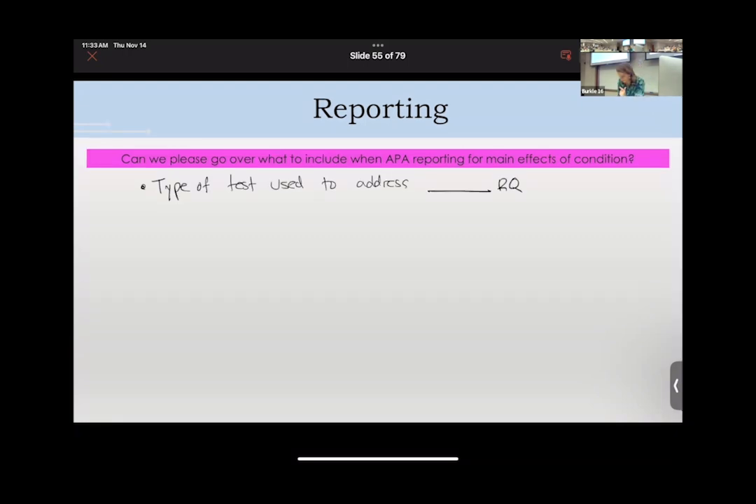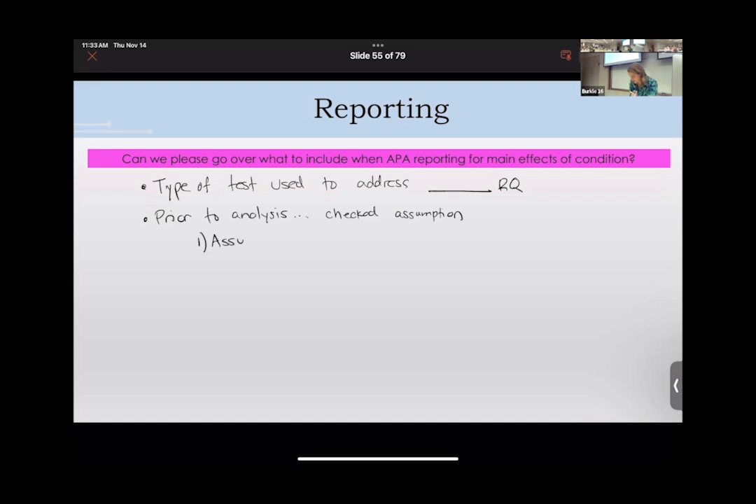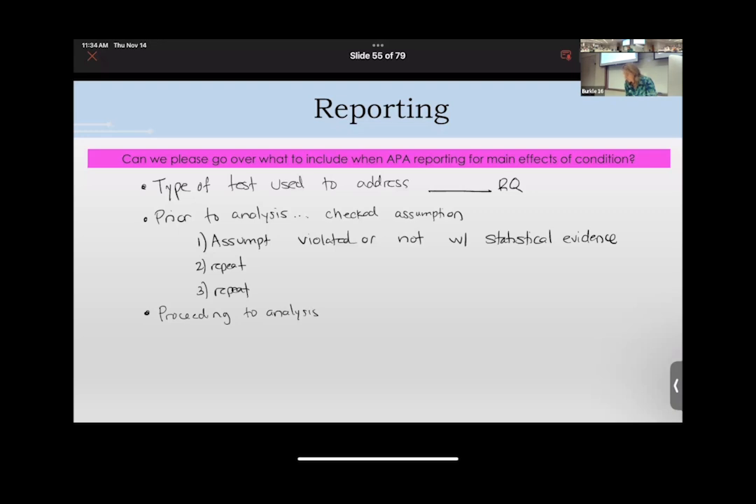Then what's next? Checking assumptions. "Prior to analysis" is usually a phrase I use all the time. I checked assumptions. Assumption 1, whatever it is, violated or not, with statistical evidence. Repeat with assumption 2. Repeat with assumption 3. Cool. Then what? Test. For us, analysis. You do not need to use my words. I'm just giving you narrative transitions.